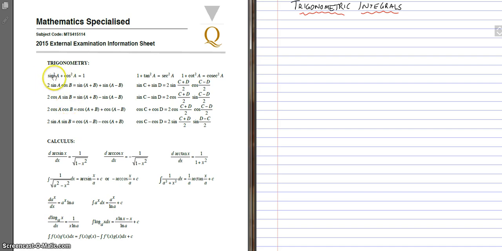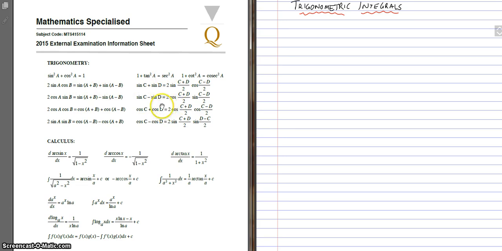But if we have a look at what we've got, our basic trig identity, the Pythagorean identity, sine squared A plus cos squared A equals 1, and derivations from that, which are over here on the right hand side: 1 plus tan squared A equals sec squared A, and 1 plus cot squared A equals cosec squared A.